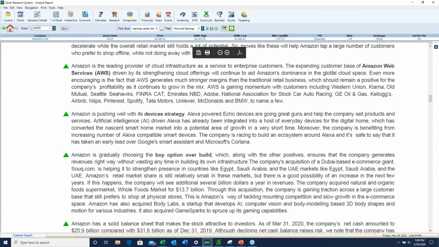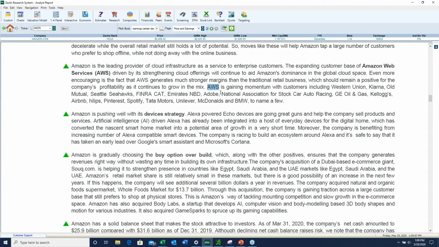And over here, there's a little bit of discussion in that. So even more encouraging is the fact that AWS generates much stronger margins than the traditional retail business. That's what we just said. And that would remain a positive for the company's profitability as it continues to grow in the mix. And really, the question is why? Like, where is that growth coming from?